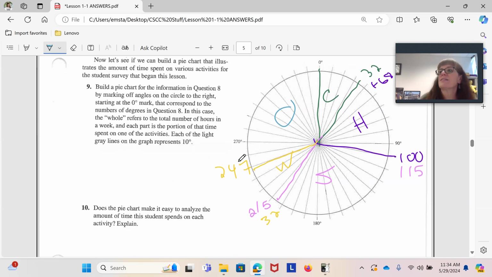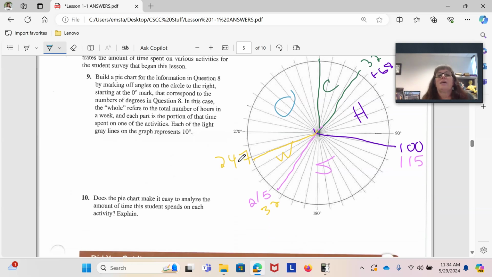Number 10 asks, does the pie chart make it easier to analyze the amount of time the student spends on each activity? And I would say absolutely, because it's very visual. I can look at that graph real quickly and say other and sleep are the two biggest time things we have. I can say that class and work look to be the smallest. So it's very, very visual. You can definitely see what's happening here.